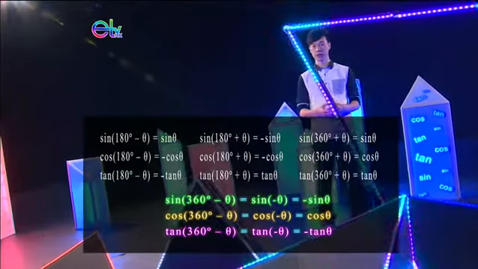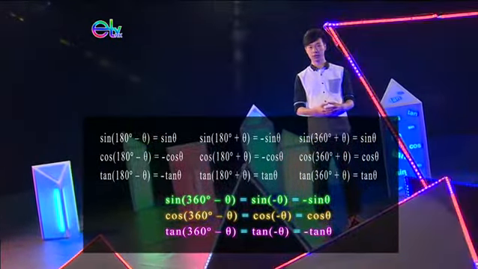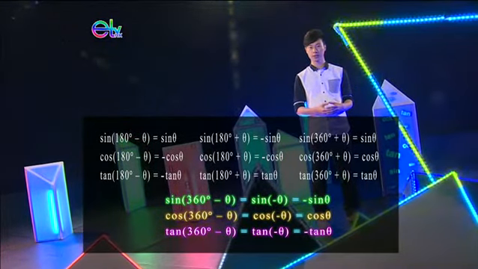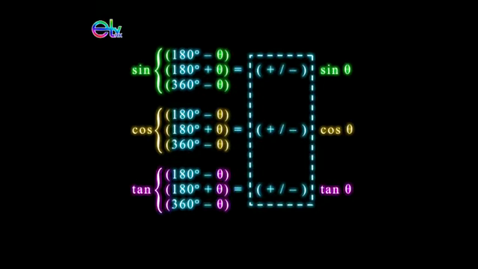Do you notice that the trigonometric ratios are the same whenever the angle is added or subtracted by 180 degrees or 360 degrees? But the sign is different. We can make use of the CAST diagram to memorize the corresponding signs of different trigonometric ratios.